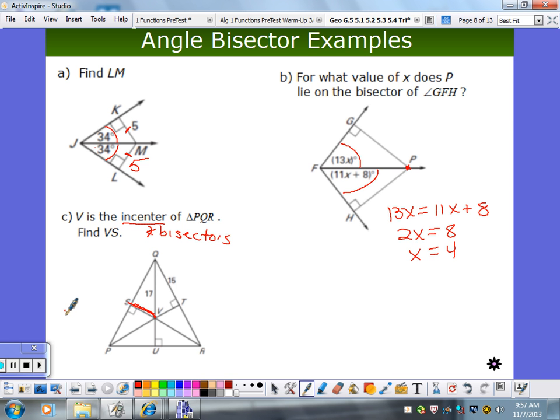Well, this one's a little bit trickier. I kind of found here a complete triangle. Because what do I know about these little pieces here? According to that theorem, they have to be congruent, right? So, I just have to find this.